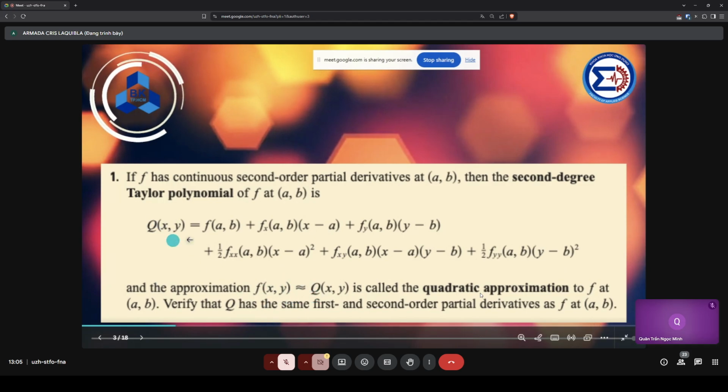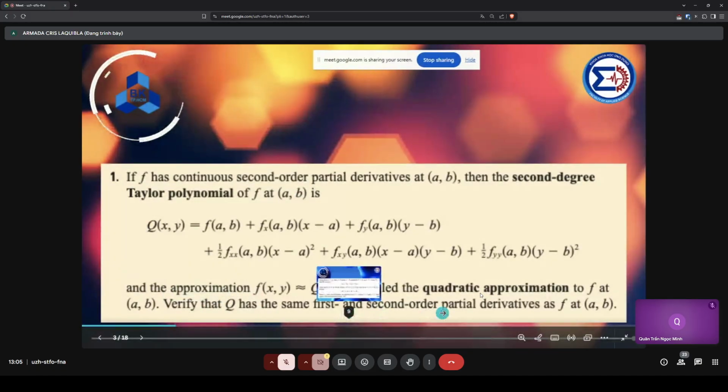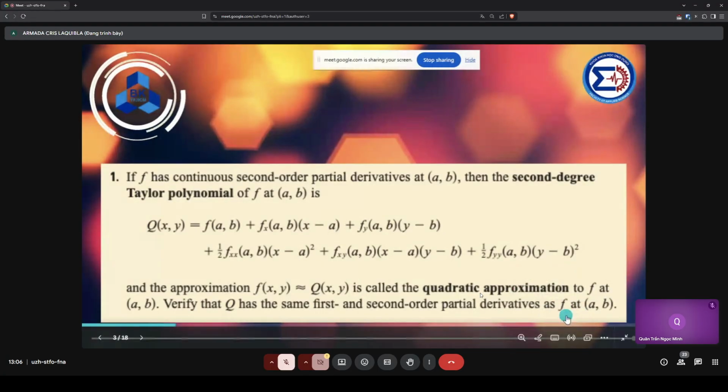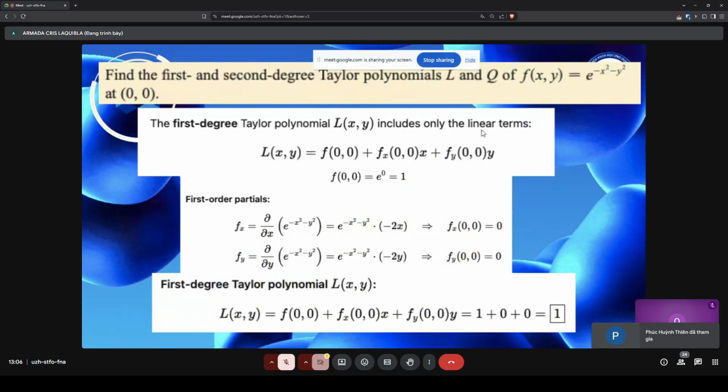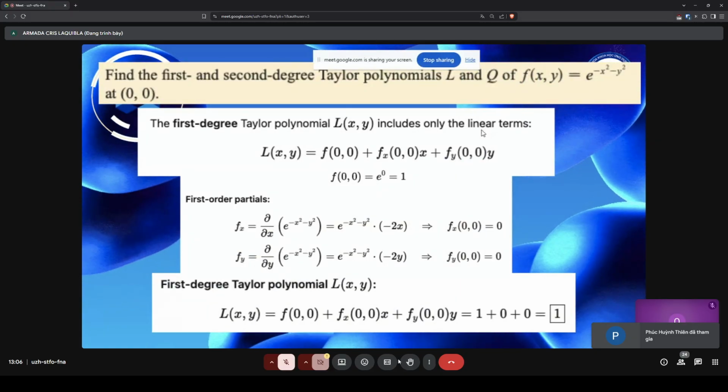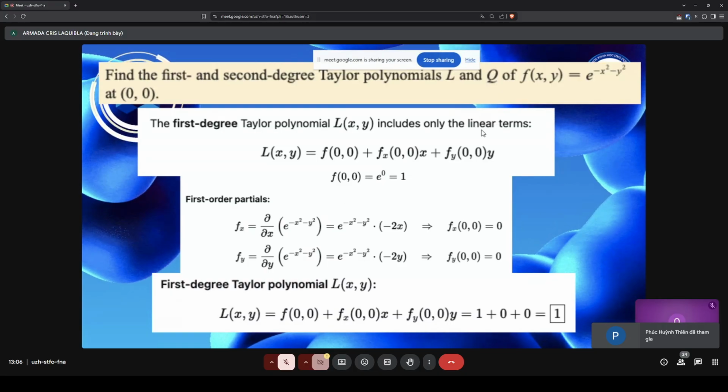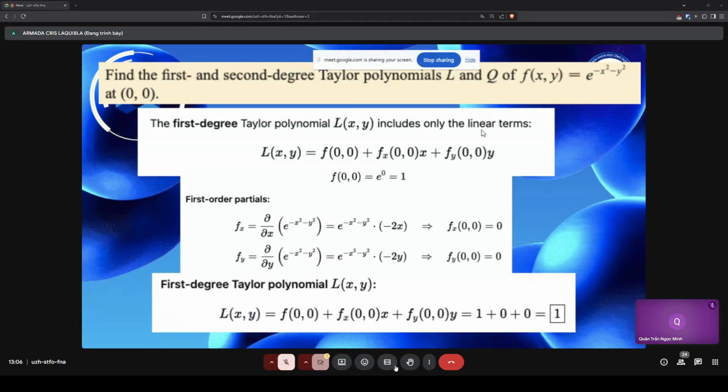So the approximation f of (x, y) is approximately equal now to Q of (x, y). This is called a quadratic approximation to f at (a, b). Verify that Q has the same first and second order partial derivatives as f at (a, b). So we will now have an example of how to solve that.